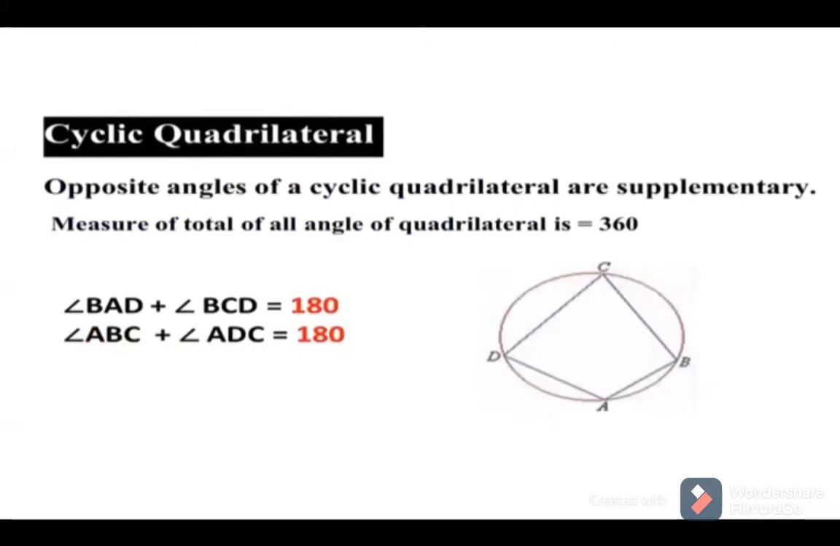Cyclic quadrilateral. Opposite angles of a cyclic quadrilateral are supplementary. Supplementary means the angles measure 180°, and complementary means they measure 90°. The total of all angles of a quadrilateral is equal to 360°. Therefore, if you observe in the diagram, angle BAD plus angle BCD is equal to 180 degrees because they are opposite angles in a cyclic quadrilateral. Similarly, angle ABC plus angle ADC is equal to 180 degrees.